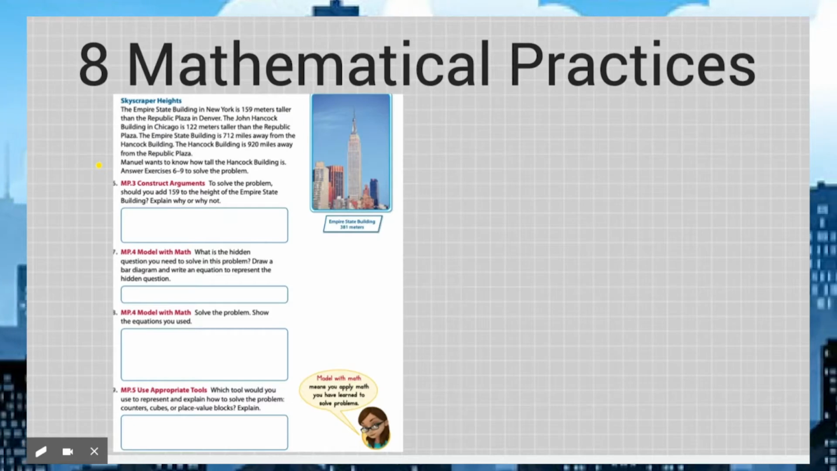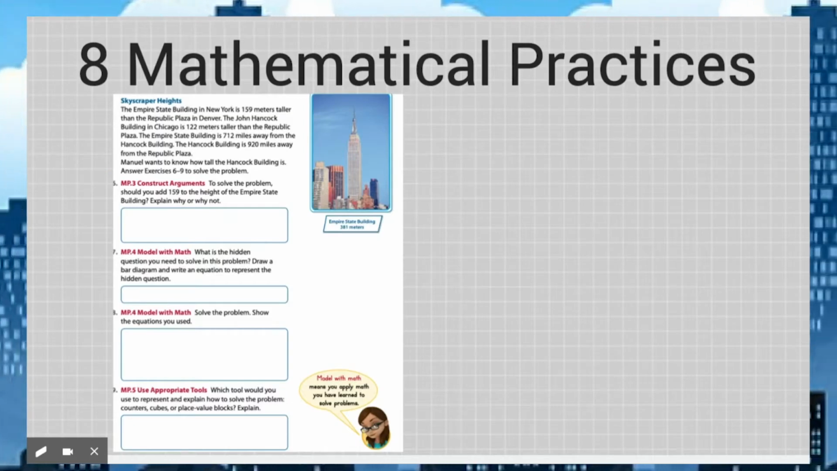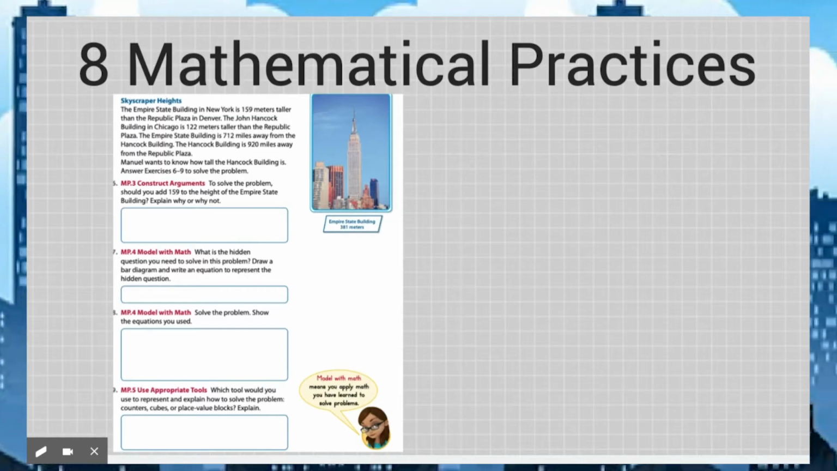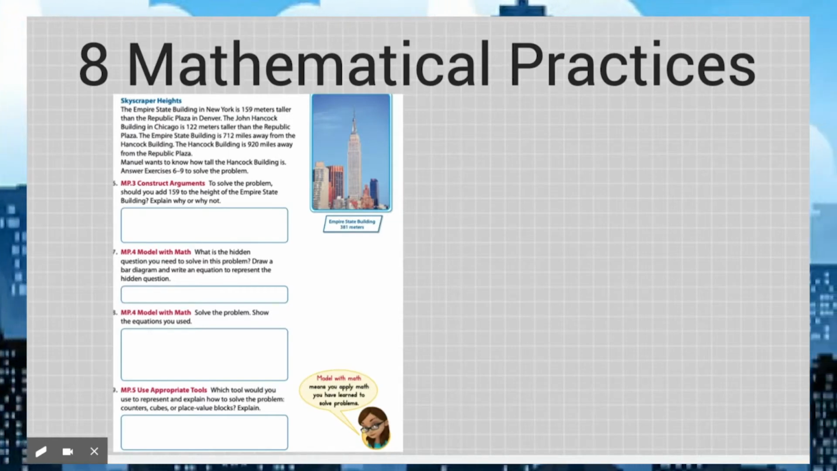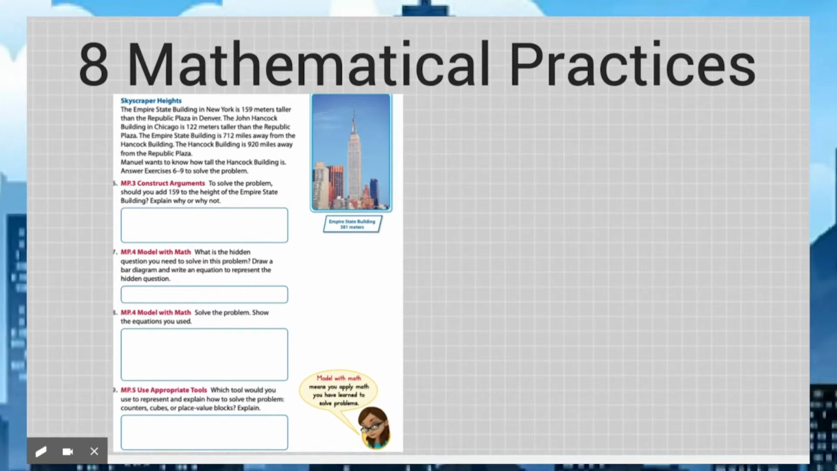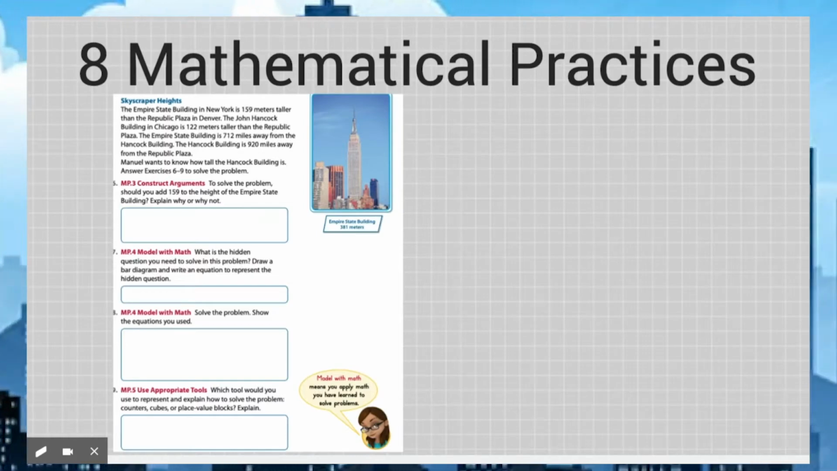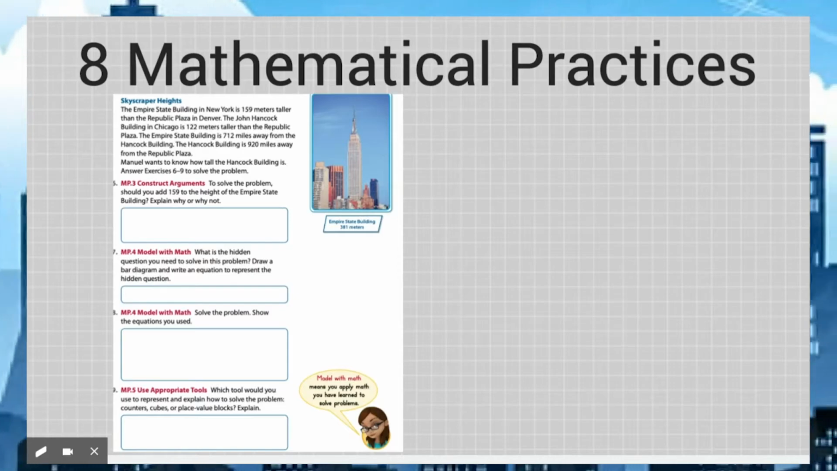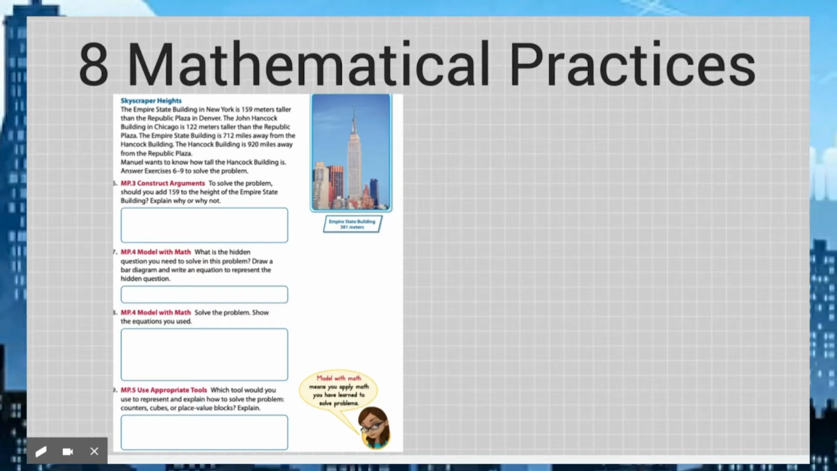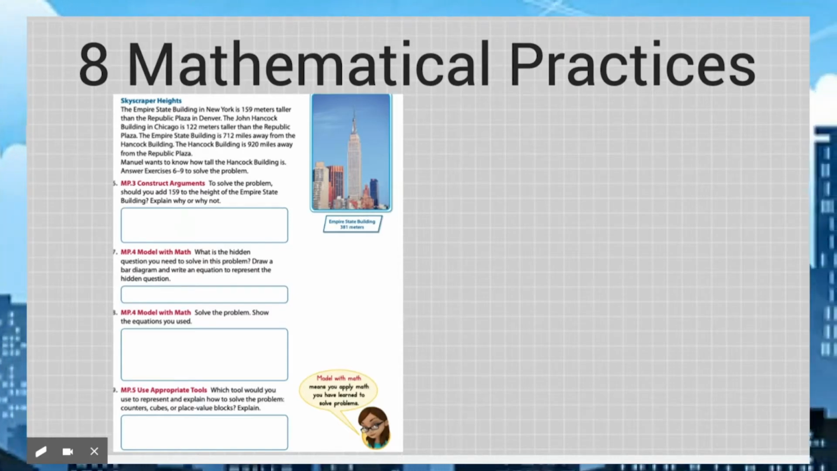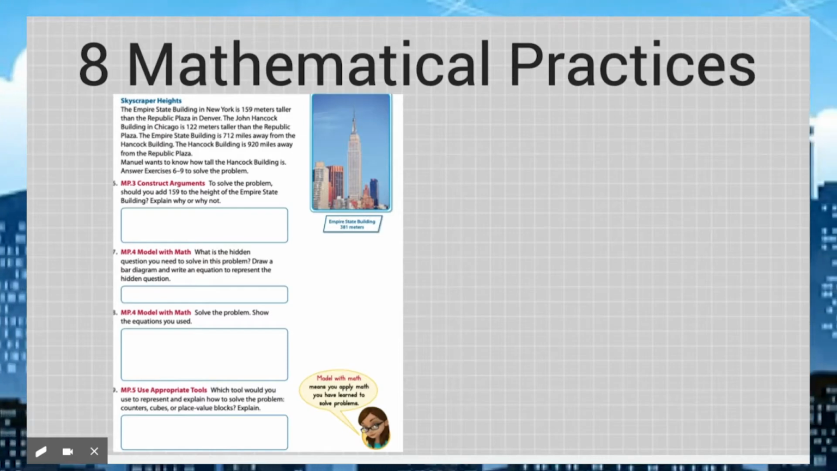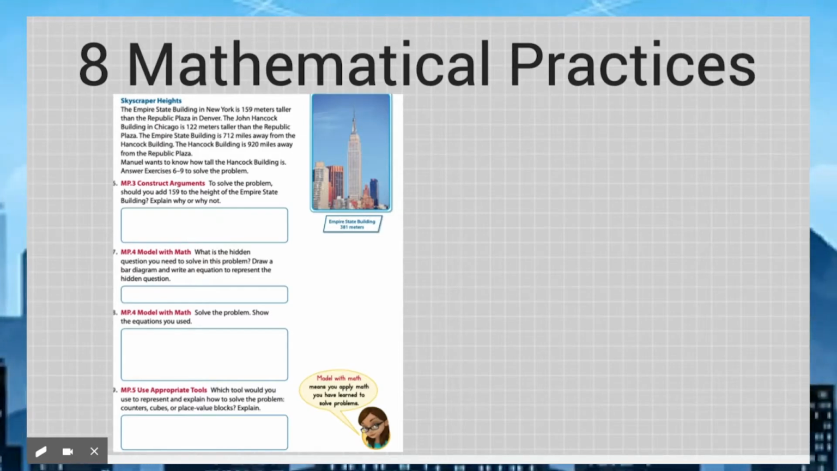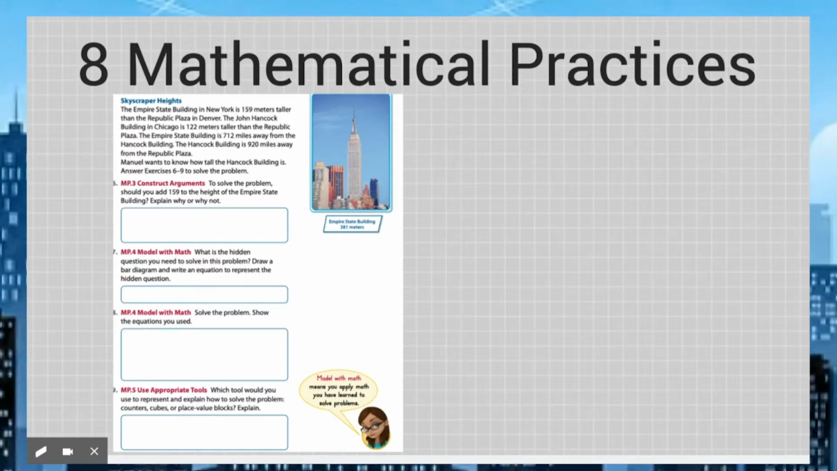The Empire State Building in New York is 159 meters taller than the Republic Plaza in Denver. The John Hancock Building in Chicago is 122 meters taller than the Republic Plaza. The Empire State Building is 712 miles away from the Hancock Building. The Hancock Building is 920 miles away from the Republic Plaza. Manuel wants to know how tall the Hancock Building is.